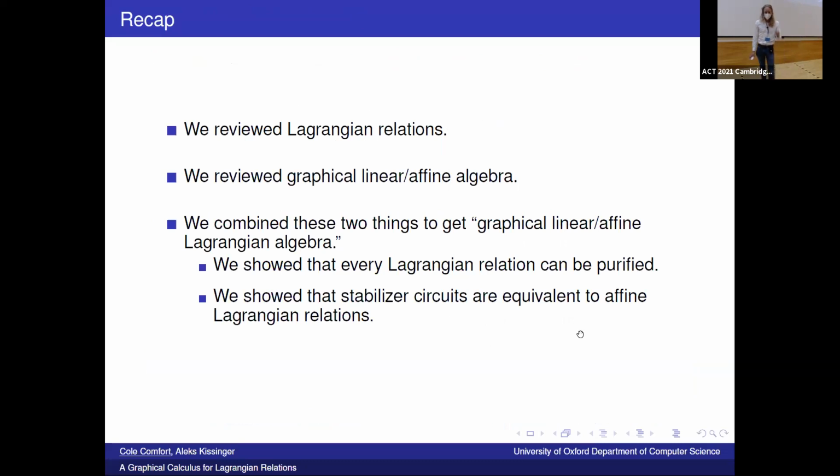Okay, so just to go over what we've done here. At the beginning, we reviewed Lagrangian relations and some basic linear symplectic geometry. Then we also reviewed the work that's been done on graphical linear and graphical affine algebra. Using these 2 things that exist in the literature, we combined them to get a notion of graphical linear and graphical affine Lagrangian algebra. Importantly, we showed that any Lagrangian relation can be purified in this form, where you double things and then trace out the middle. And on the side, we also showed that stabilizer circuits can be represented by affine Lagrangian relations, which wasn't known until now, to my knowledge.